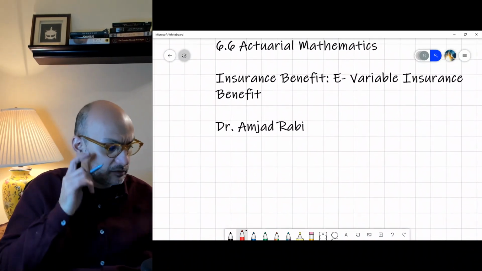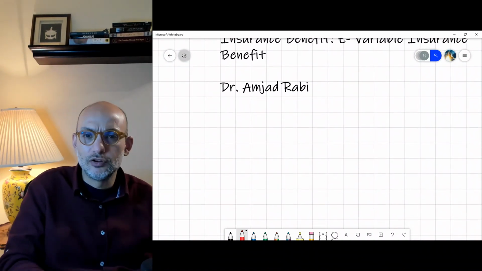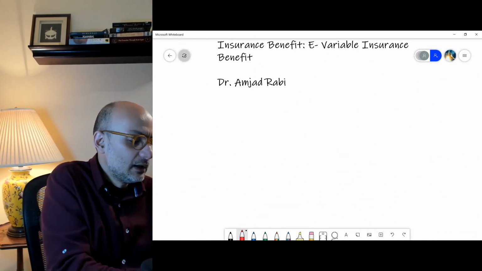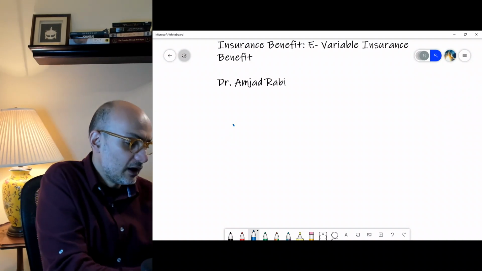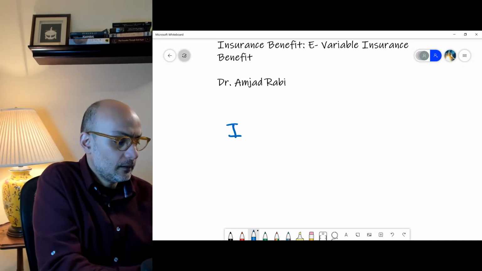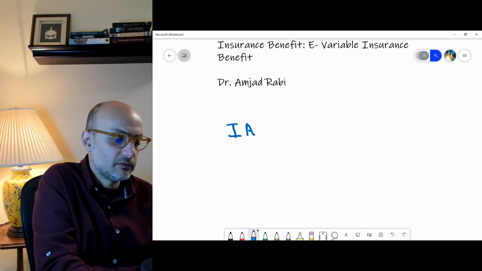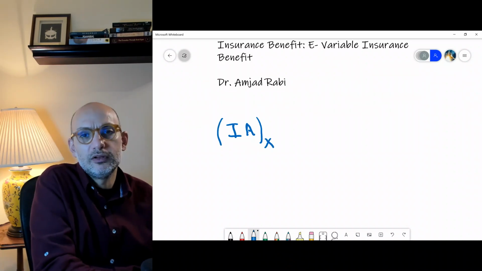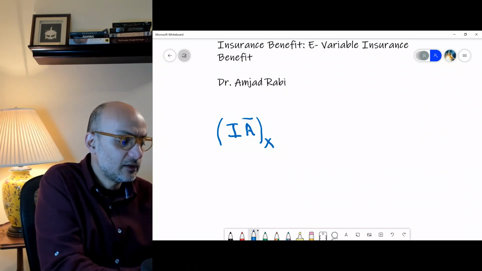In the continuous case here, we will have new notations, but the notations make logic. So let's start with this new notation here. It's I, A, so I for increasing, A for insurance benefit, and for somebody age X. So increasing benefit for someone at age X. And we will start with this case, a bar over A.